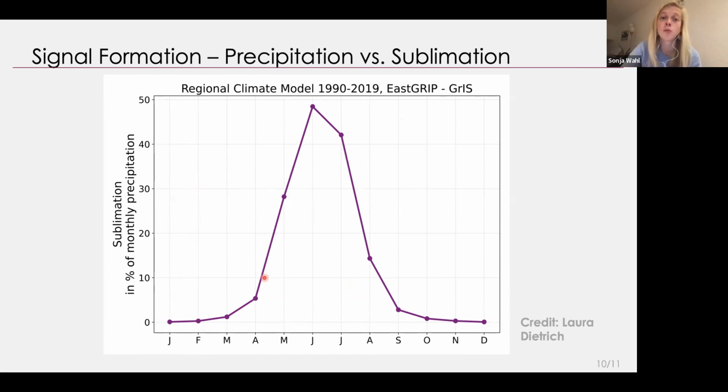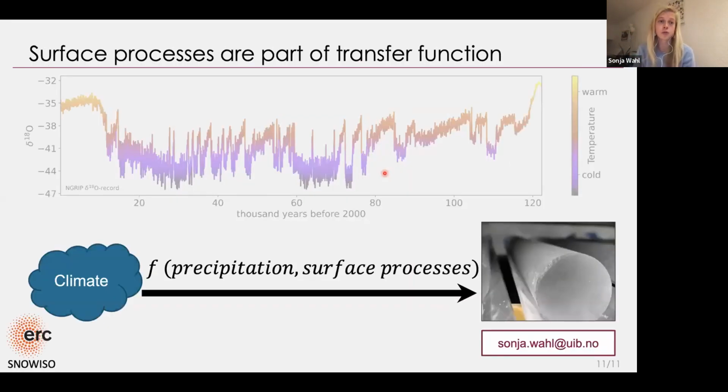In summer, more than 30% of the mass that is brought in by snowfall is actually being sublimated. So there is a great potential for the vapor flux to actually change this summer isotopic composition. And of course, if a summer signal is changed, then this also has an influence on the annual signal. Okay, and with this, I think I'm already at the end of my overview talk here.